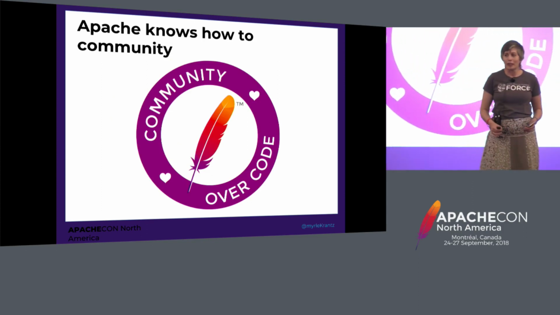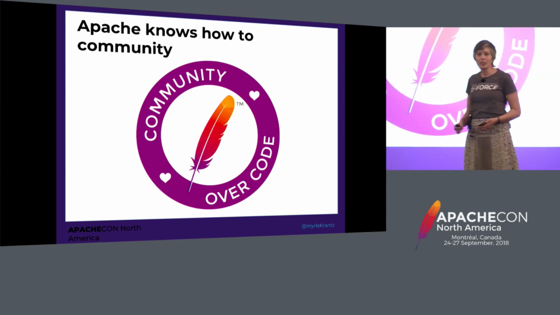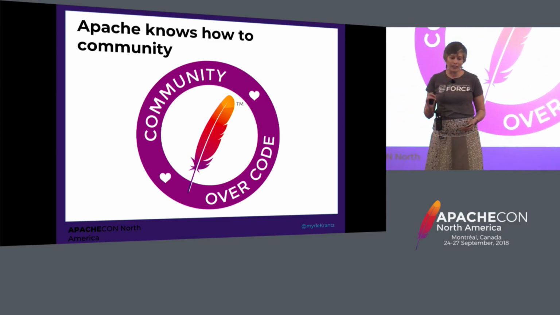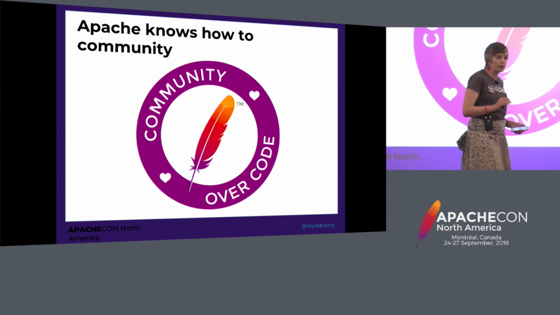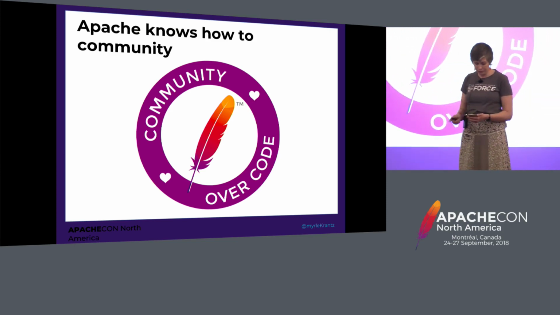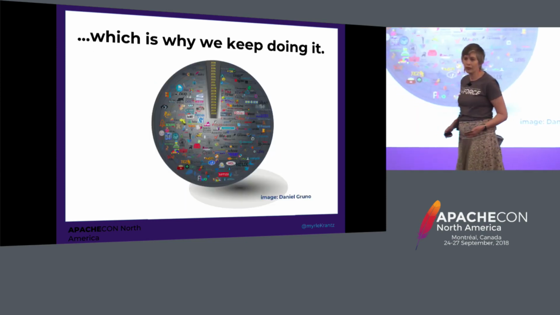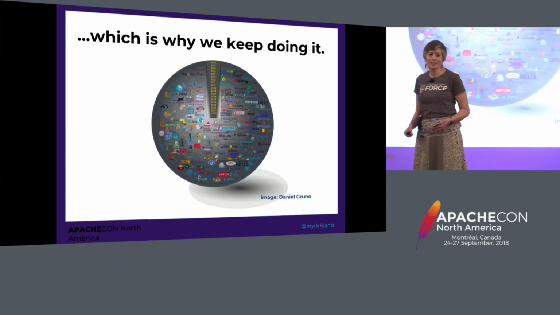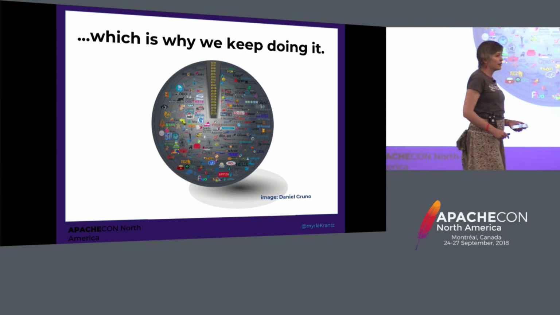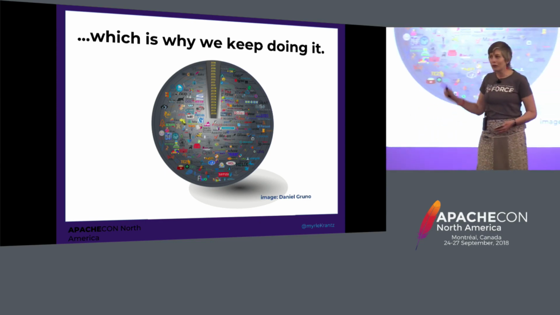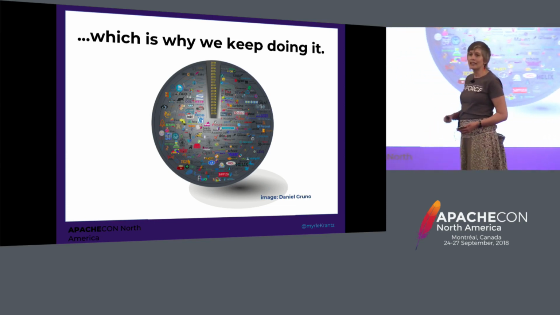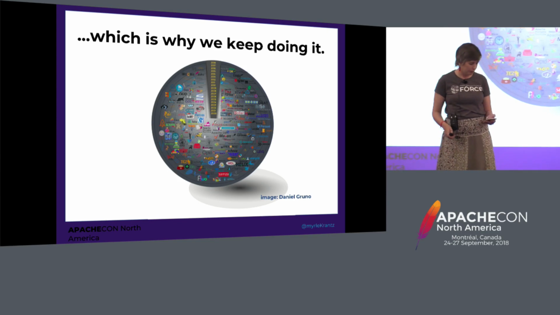Community is something we know about at Apache. You saw Bertrand's talk this morning. Community is the key. It is the guiding principle at Apache. All of the decisions the board makes go back to community over code. Which is why we keep doing it. You saw the introduction. These are the projects since 2000. We have been growing the number of projects exponentially. And projects in this case means communities.